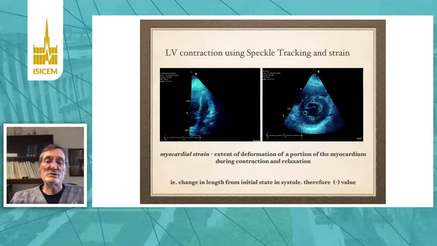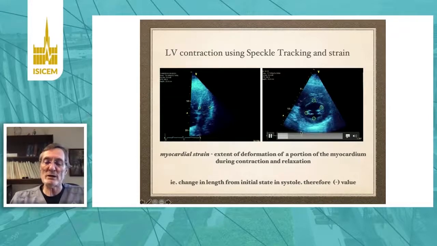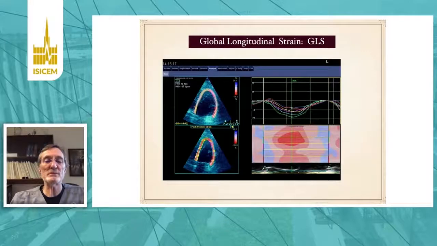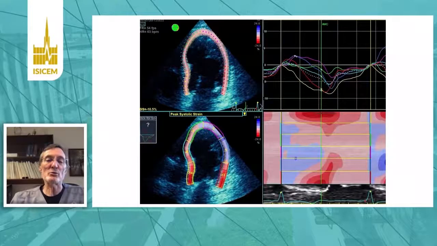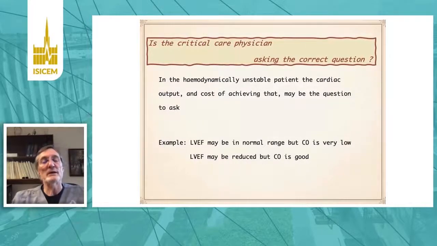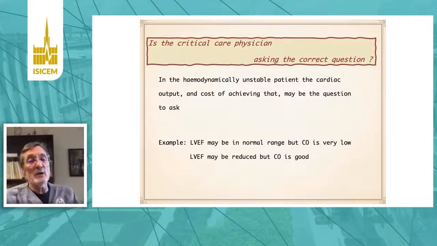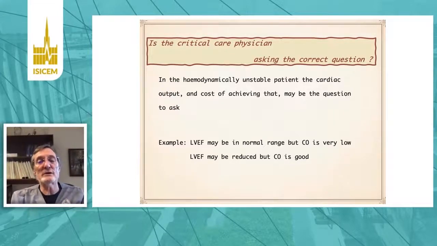The big change these days is speckle tracking and using strain. In speckle tracking, what we do is we actually look very closely at the change here, and we end up with pretty pictures like this, getting global longitudinal strain, which are very helpful in determining the contraction of the left ventricle. However, the critical care physician has to ask, is this the correct question in the hemodynamically unstable patient?